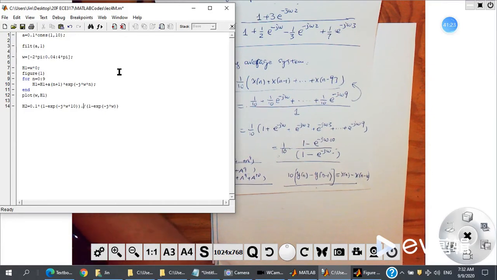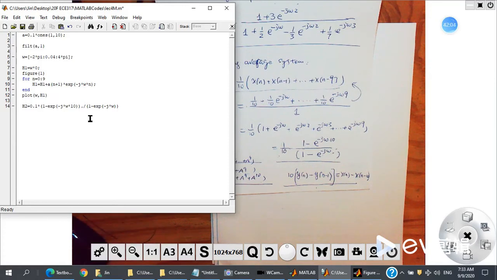Here in the division, you need to put a dot because both the numerator and the denominator are vectors. They are not single values, right? Because w is a list of values. W are the values from negative 2 pi to positive 4 pi with step 0.4. So we have a lot of values in W, and the exponential power is also a list of values. So when you divide, you put a dot. That means the division is now element by element, right?